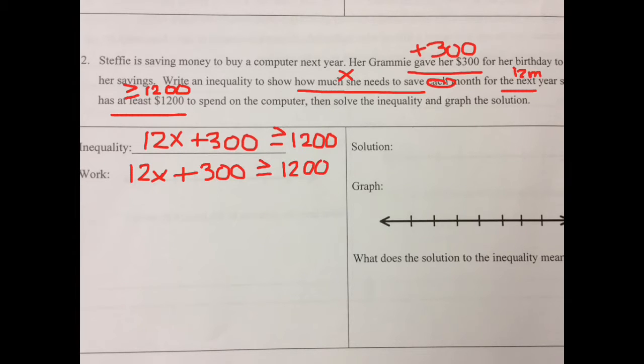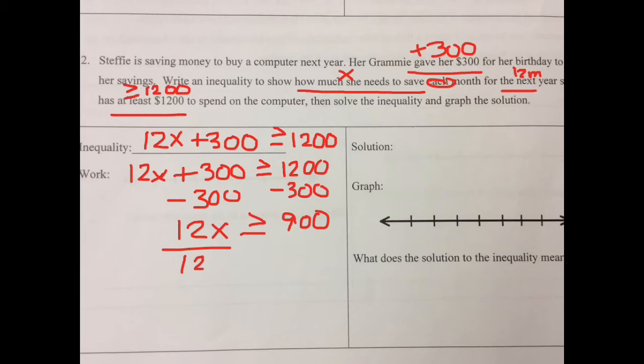So I know a lot of you are thinking, well, if she wants $1,200, but her Grammy's giving her $300, let's just take the $300 off the total. So that's exactly what we're going to do. We're going to subtract that $300 from both sides of our inequality to say that now each month, 12 months, she's going to have to save greater than or equal to $900 just from her monthly savings. So in order to figure out how much each month, we need to divide by 12. So we get X is greater than or equal to 900 divided by 12, and that gives us 75. So our solution is X is greater than or equal to 75.